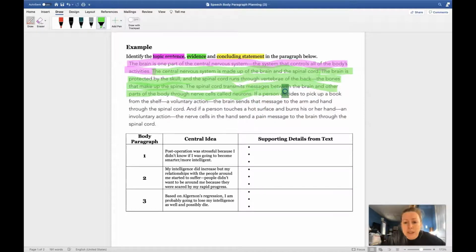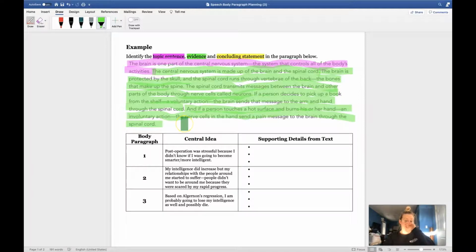If a person decides to pick up a book from the shelf, a voluntary action, the brain sends the message to the arm and hand through the spinal cord. That's an example of the central nervous system at work. And if a person touches a hot surface and burns his or her hand, an involuntary action, the nerve cells in the hand send a pain message to the brain through the spinal cord. That is another example. So again, a piece of evidence.